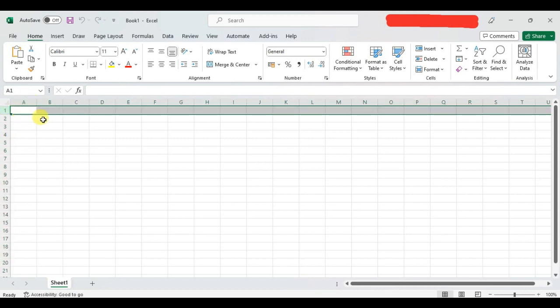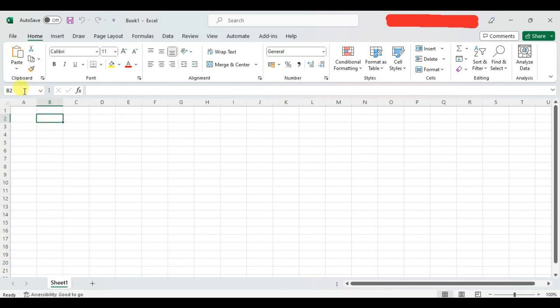A cell address is made up of the column letter followed by the row number. For example, the cell that is the intersection of column B with row 2 has a unique cell address of B2. Every cell on a worksheet has a unique address. The name box in the top left corner always displays the address of the active cell. The active cell is the cell that is currently selected.